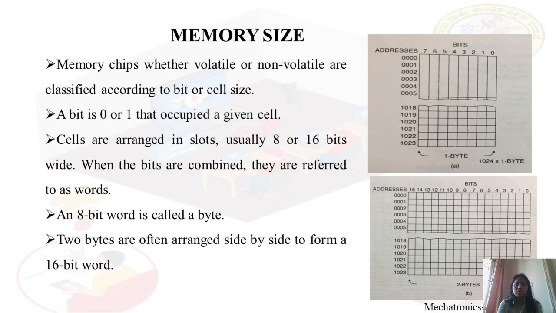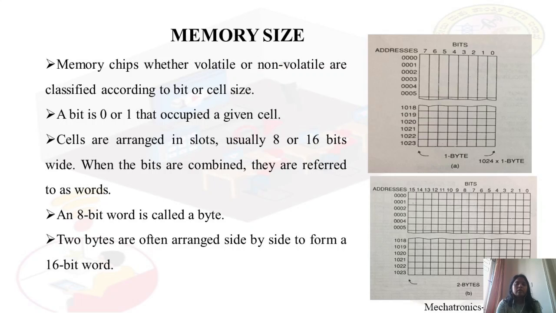See, in this diagram we have 8 bits, from 0 to 7. And on the left side are the addresses of the memory locations. Combining all these 8 bits, we call it a byte. An 8-bit word is called a byte. Understood? So for 1 byte, we have 1024 locations. That is why, if you see the addresses here, we have addresses from 0 to 1023. That is 1024 locations.